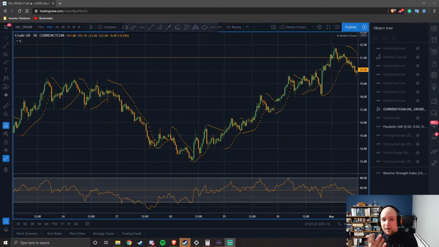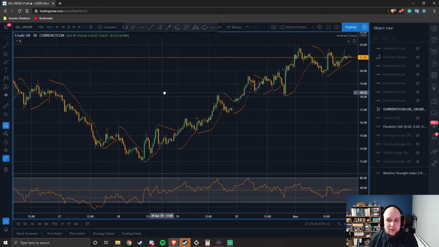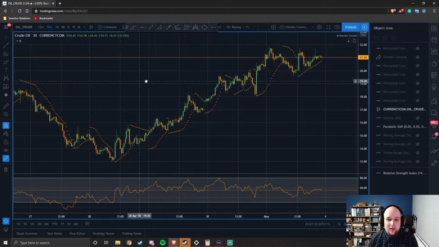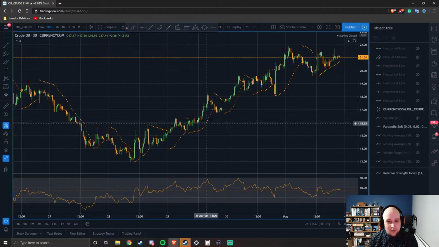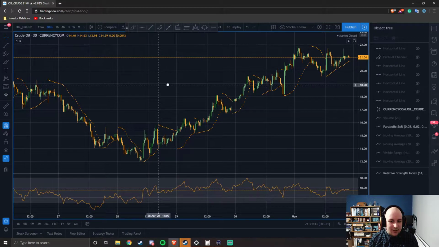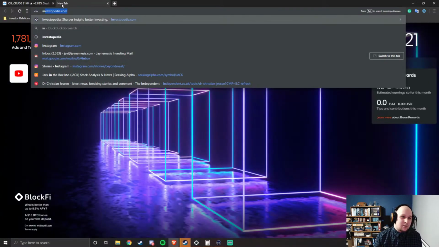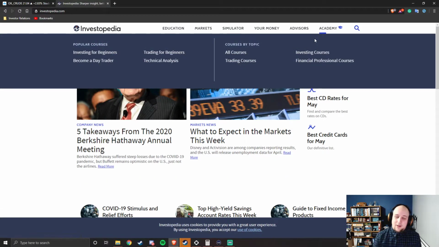So here we have a chart of oil, and I'm going to explain what the indicator is properly and head over to Investopedia to show you in a second. I've taken off all of the other indicators that I had on here, pretty much. I've still got the RSI. But I've left these little orange dots below and above the candles. That right there is the parabolic SAR, parabolic stop and reverse. I'm going to head to Investopedia for a slightly better explanation. Obviously, I'm not going to read through the entire thing.